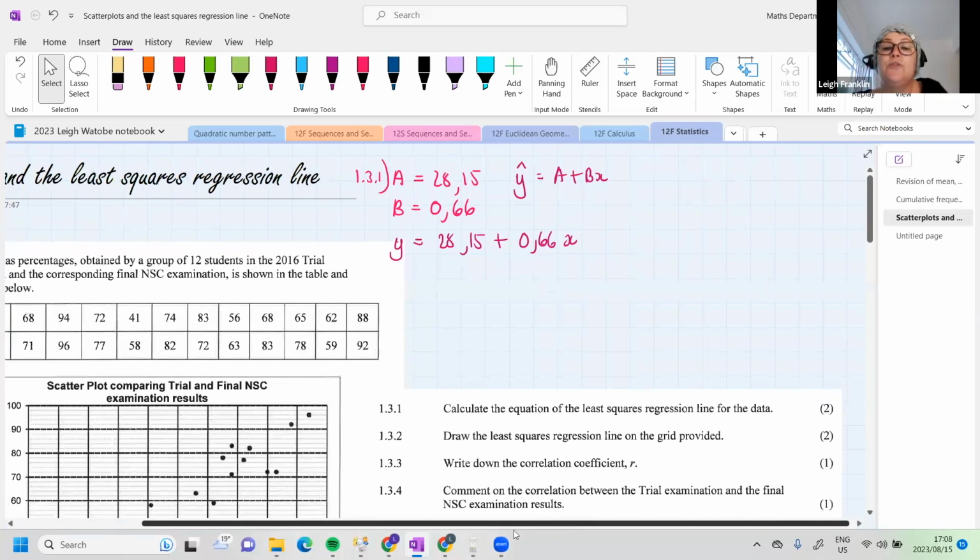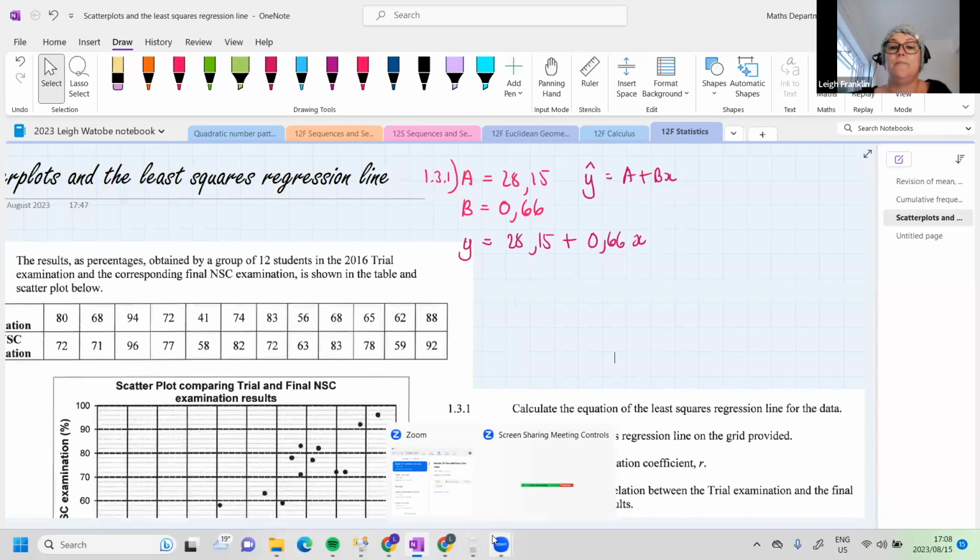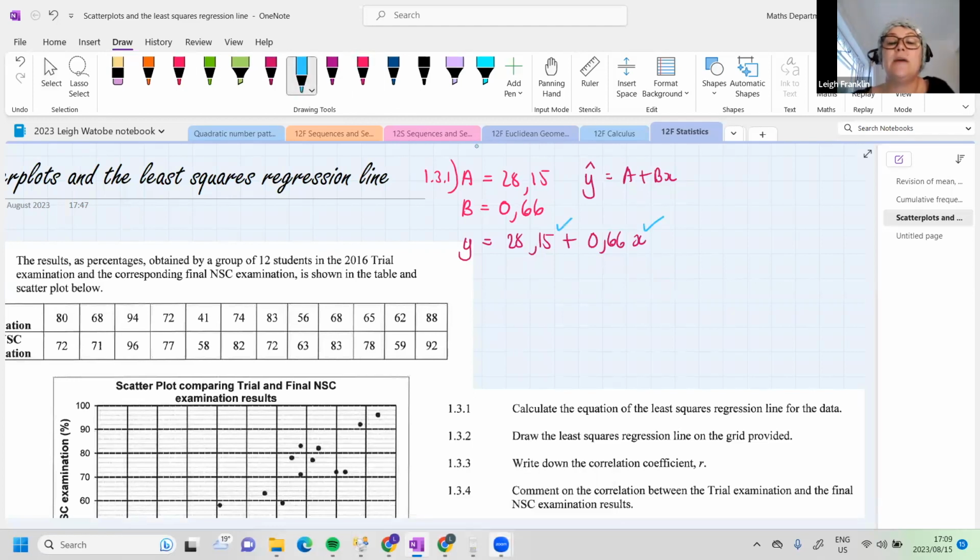Can you see it's out of 2 marks? Sometimes it's out of 3. If it's out of 3, they'll give you a mark on A and B and the equation. I think in this case, there would be a mark for that and then for that. So what is the equation of the least squares regression line? What does it mean for us? What are we actually trying to do here? Does anybody know?